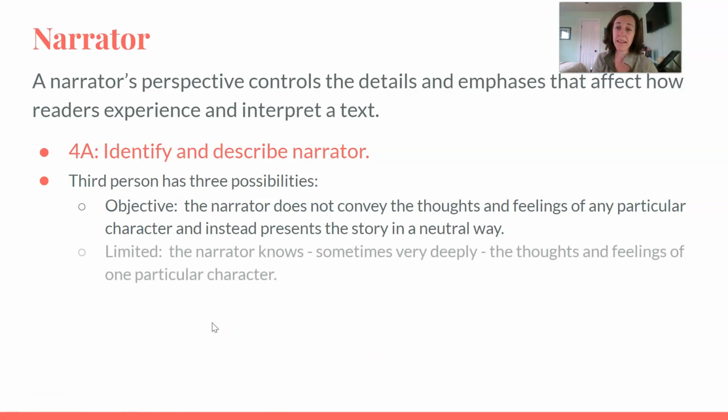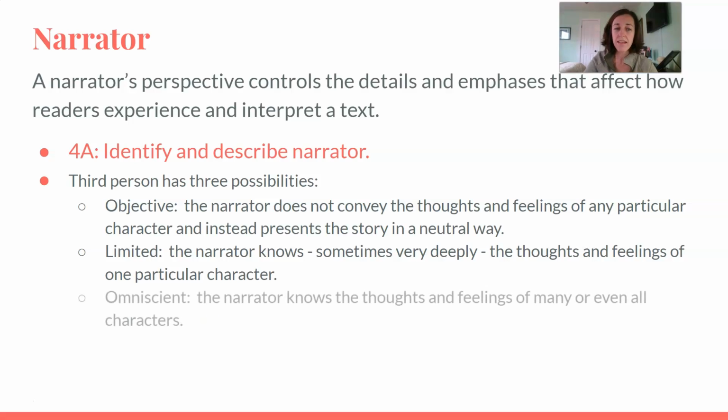There could also be limited. A third-person limited perspective is when the narrator knows, sometimes very deeply, the thoughts and feelings of one particular character, but we only get that one. Lastly, it could be omniscient. The narrator, in this case, knows the thoughts and feelings of many or even all characters. It would be impossible for a narrator to know everybody's mind that they put into a narrative. And so really, you can ask yourself, can they go into anyone's mind they wish to? Whether or not they do, can they?